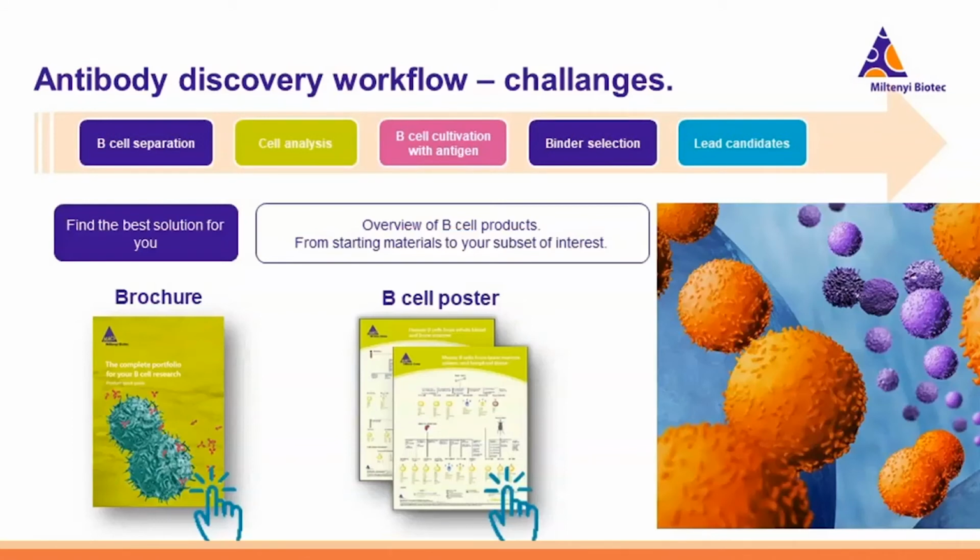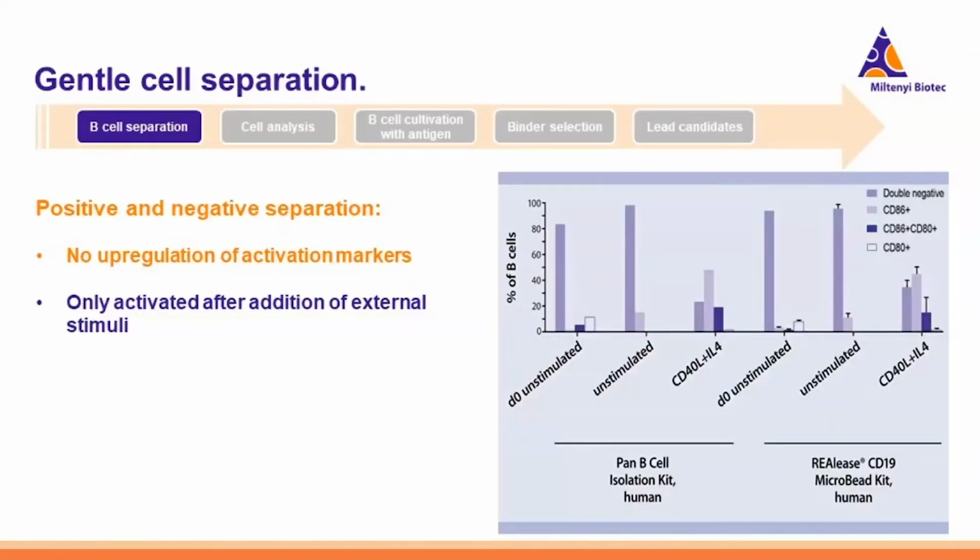So we have some nice materials that show you an overview of the B cell products, really from which starting material you can get, which subset of interest, and which kit you can use. Also, here I wanted to show you that cell activation with the B cell separation is not happening. So we couldn't find any upregulation of activation markers in positive or in negative isolation.